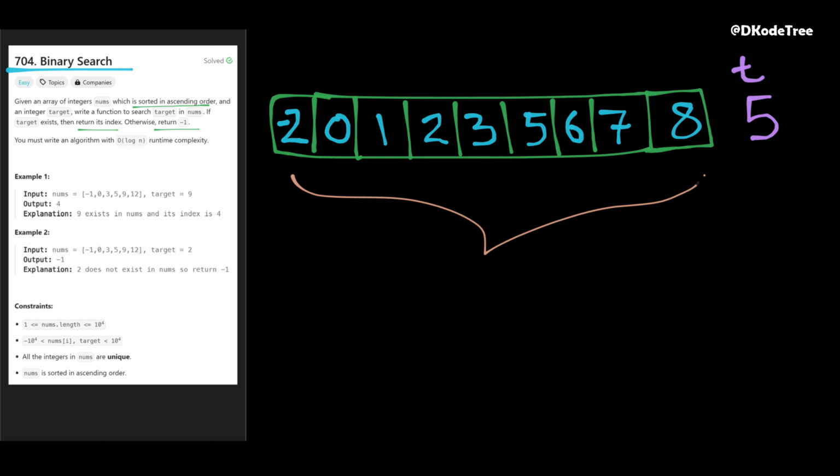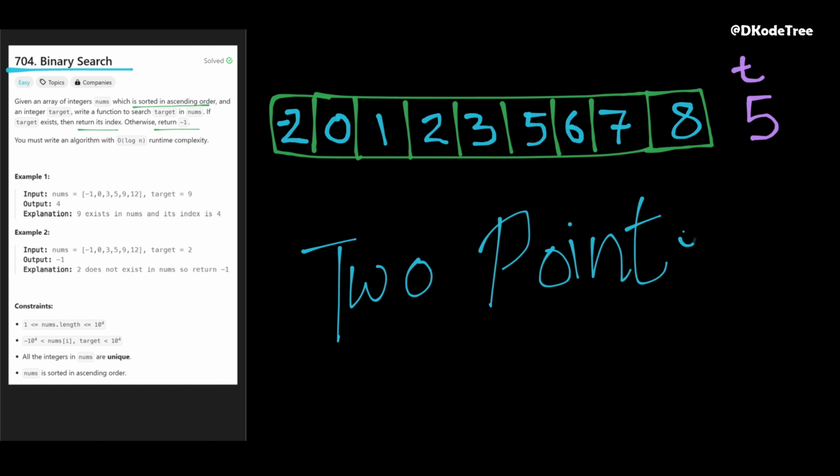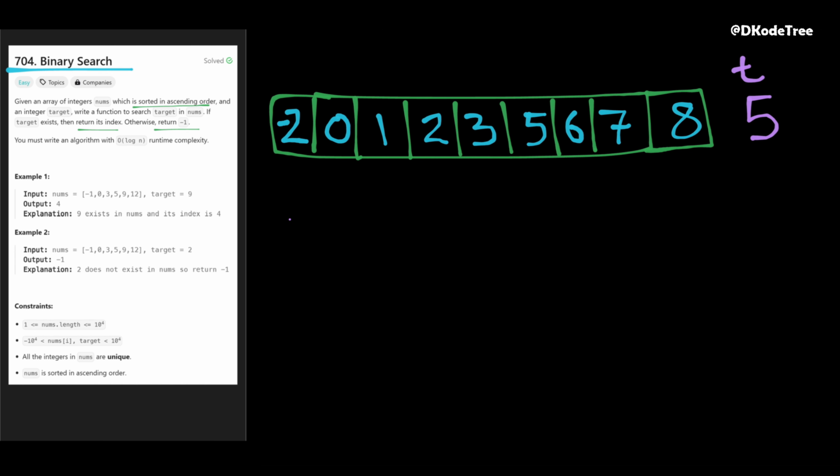As the input is sorted, we can do better. And also the problem mentions that we have to solve it in O(log n) time. For this purpose, we will be using binary search. Now binary search is actually a two pointers approach. So we take 2 pointers, left and right. We keep our left pointer at the 0th index and the right pointer at the last index.